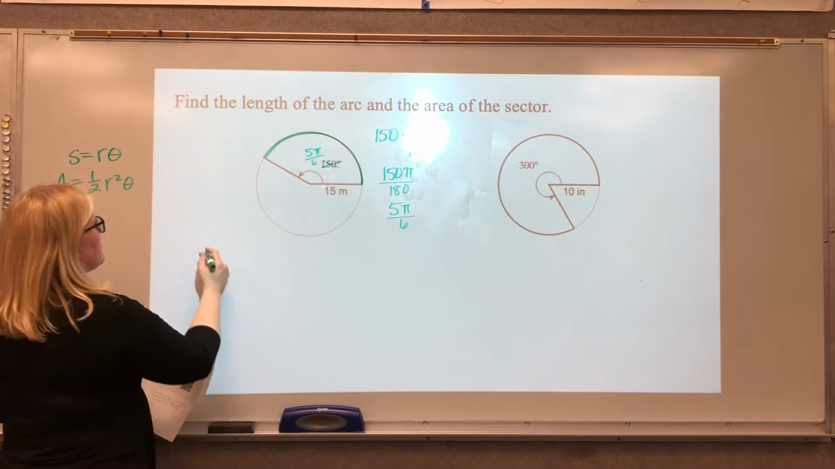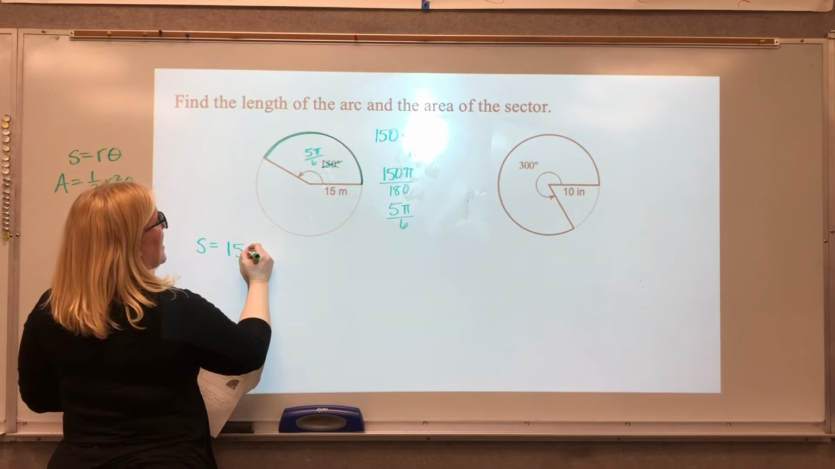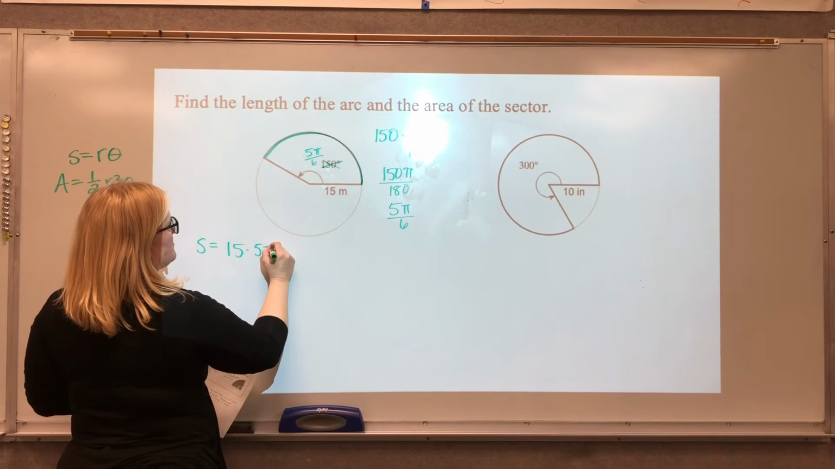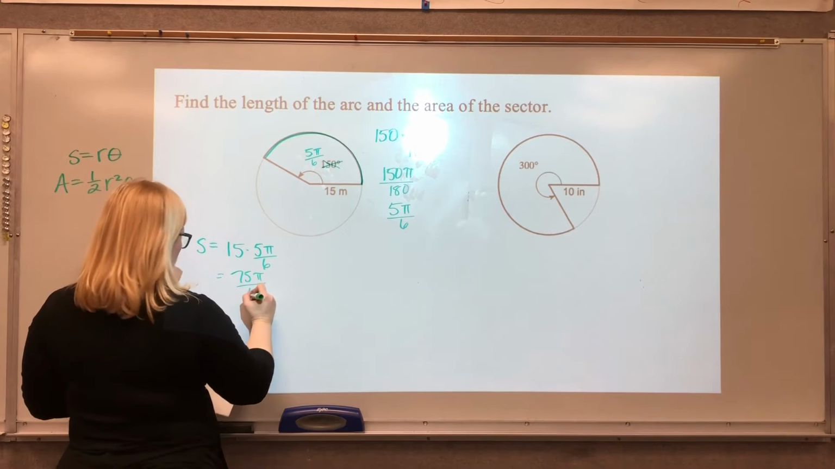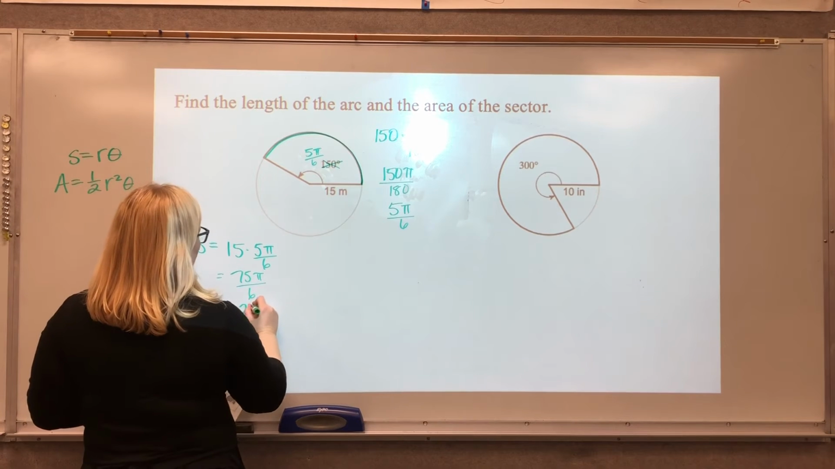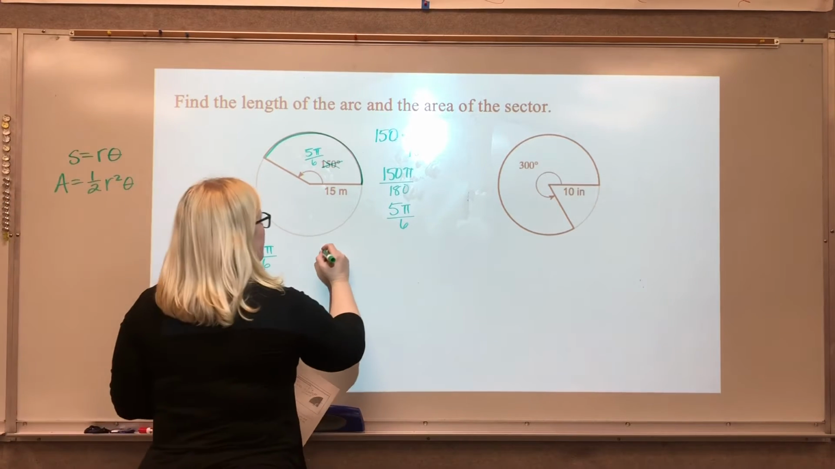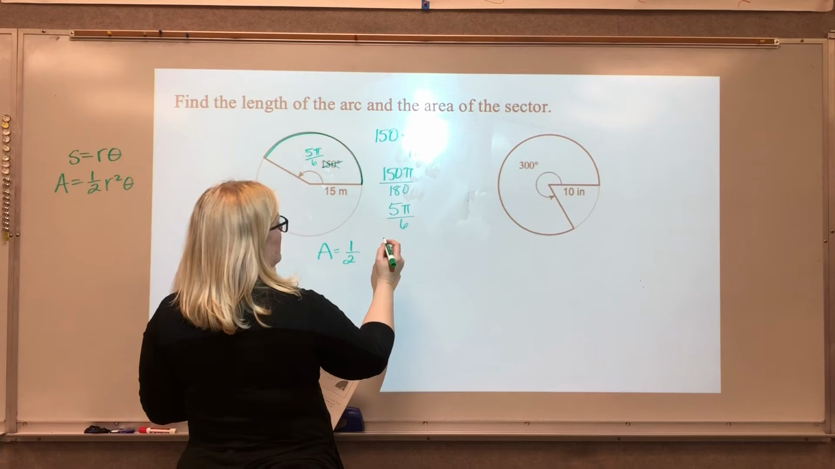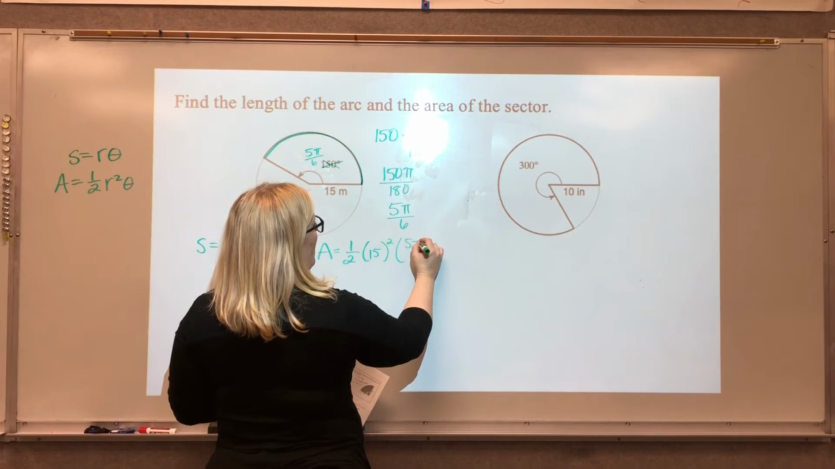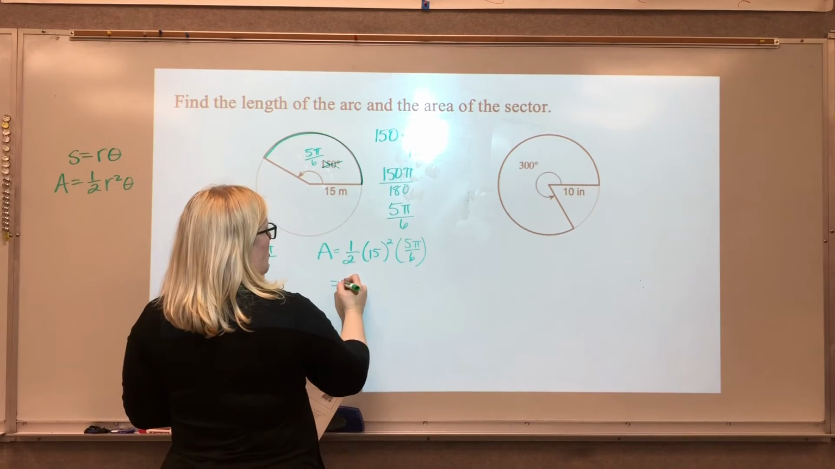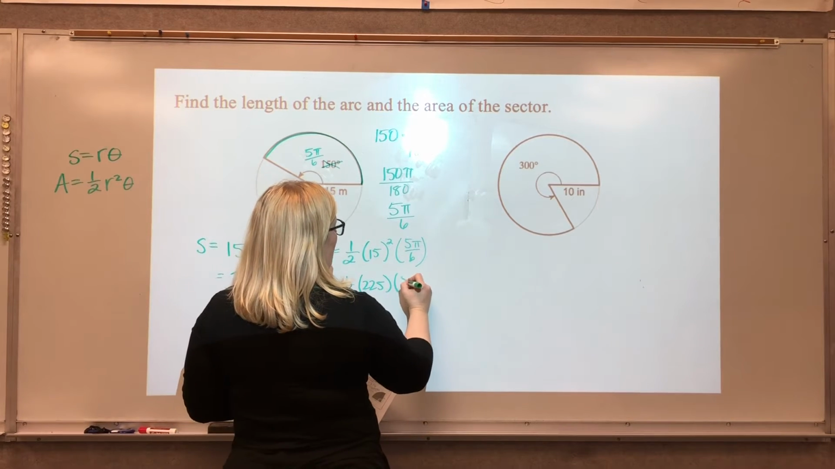So the length of this sector is my radius, which is 15 meters, times 5 pi over 6. This gives me 75 pi over 6, and then I can reduce that down to 25 pi over 2. The area is 1/2 R squared, so that's 1/2 of 15 squared, times 5 pi over 6.